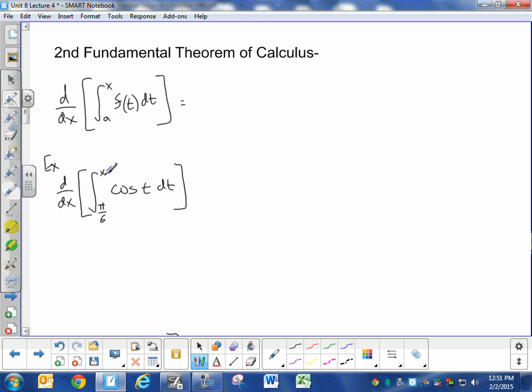Now, I don't know how to take the derivative of an integral from this to this of cosine, so I'm just going to work on the inside first, and I'll take the derivative as my last step. I'm going to use the fundamental theorem of calculus and say the area under the curve from pi over 6 to x is going to be the change of the antiderivative.